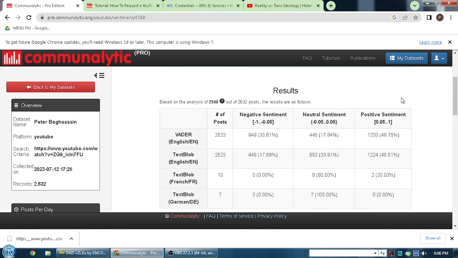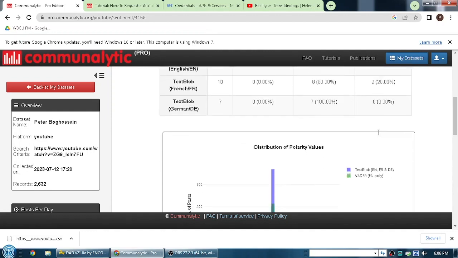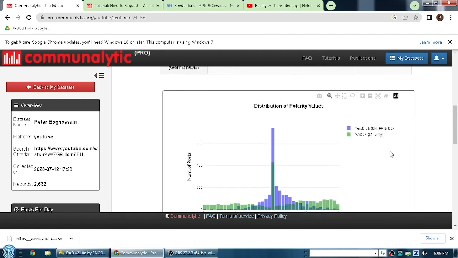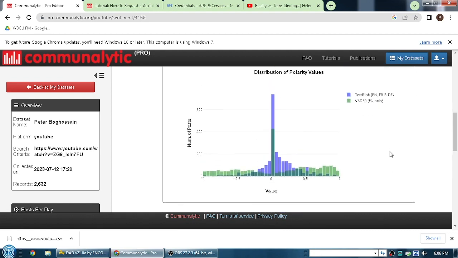Now, again, whose definition of positive and negative are we using here? You know, that's an argument in itself. The distribution of polarity values.